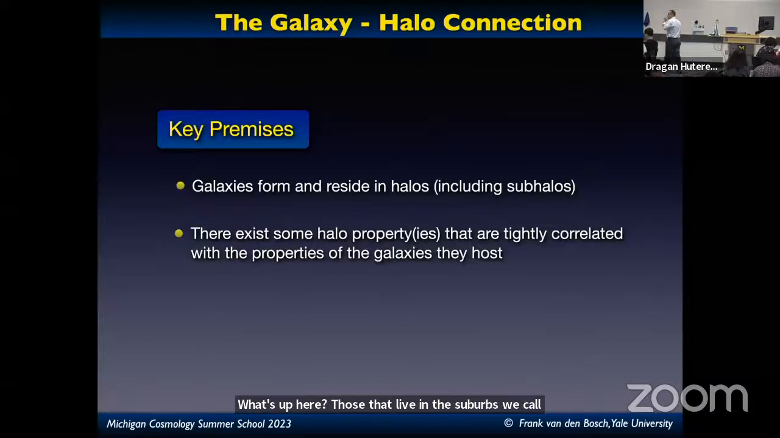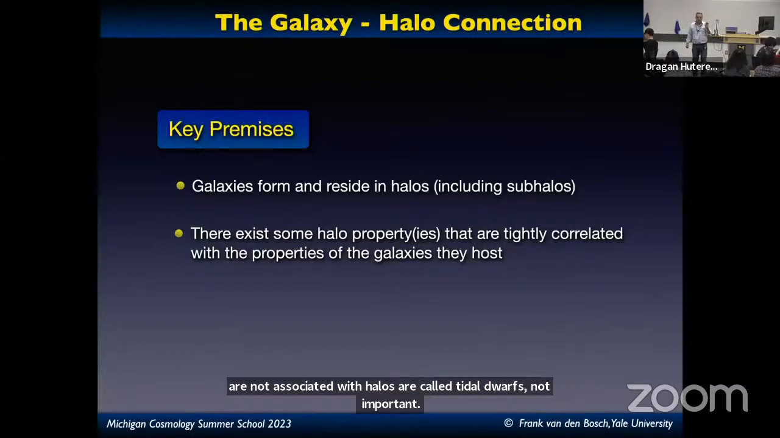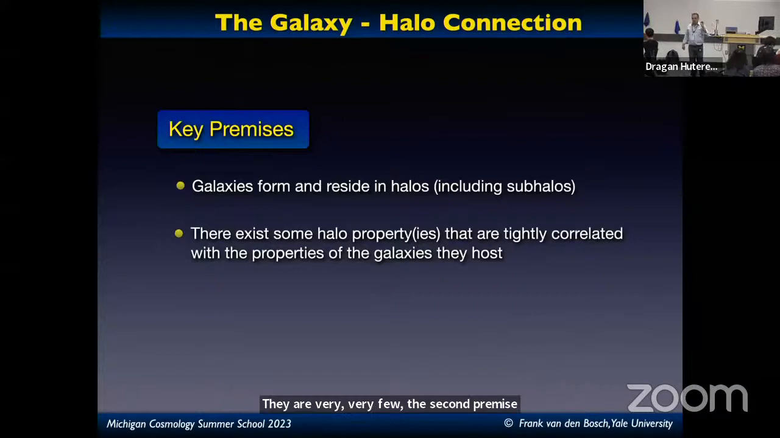There are a few galaxies that are not associated with halos. They're called tidal dwarfs. Not important. They are very, very few. The second premise is there exists some property or some properties of the galaxies that are tightly correlated with some properties of the dark matter halos in which they reside. Okay. To first order, probably bigger halos contain bigger galaxies. Right? Those are two premises. Keep them in mind moving forward.